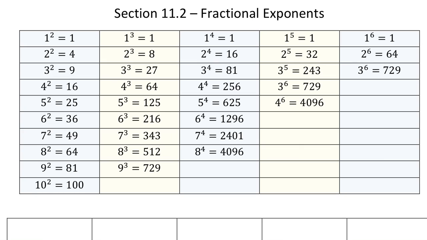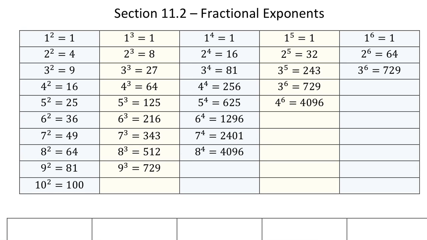Before we start, here I have for you a table with numbers raised to different exponents and their results. In the first column, we have numbers raised to the second power. In the second column, numbers that are raised to the third power. And then in column 3, numbers that are raised to the fourth power, and so on.